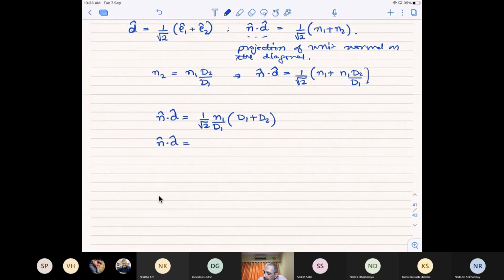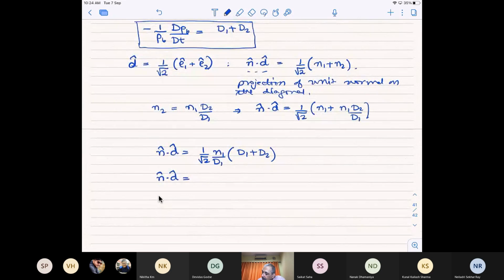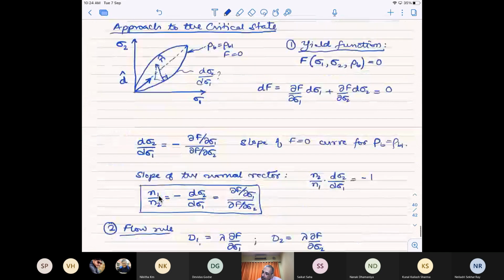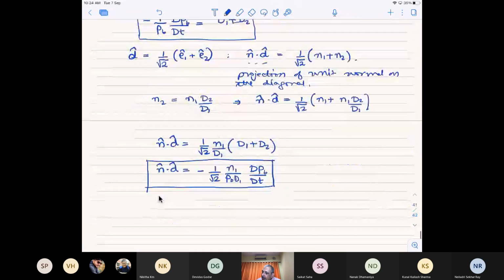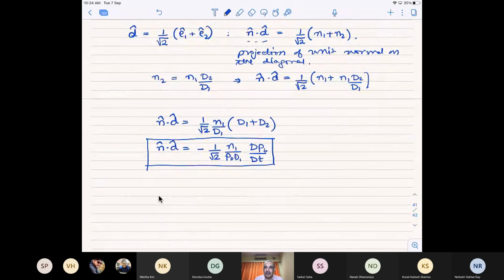this projection n dot d is directly related. Now if I substitute for d1 plus d2 from this equation, then you can see that this is nothing but minus 1 by root 2 n1 divided by rho b d1 into d rho b by dt. So in a very general sense, what I have shown you is that this projection, that is the projection of n onto d, is directly related to the change in density of the system.